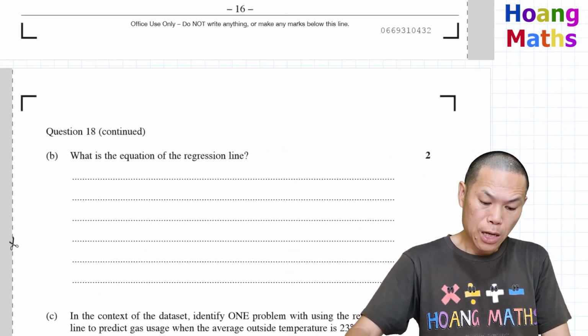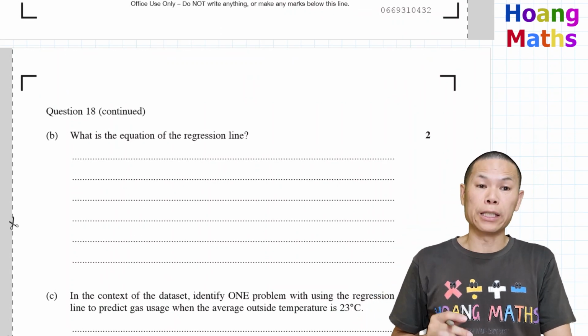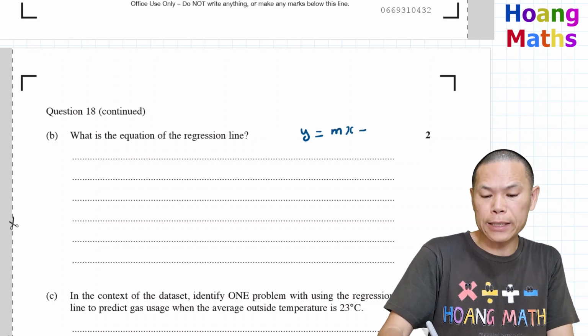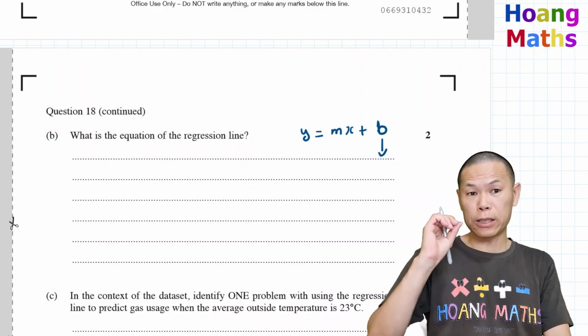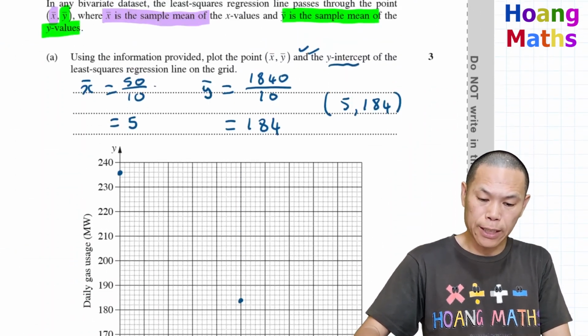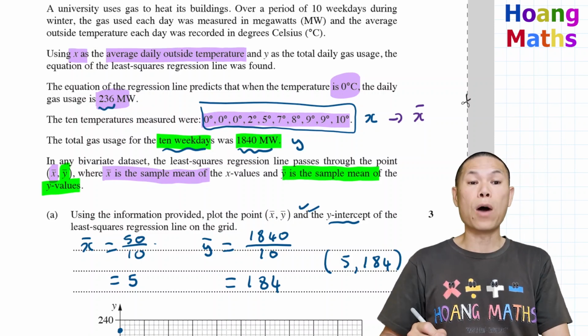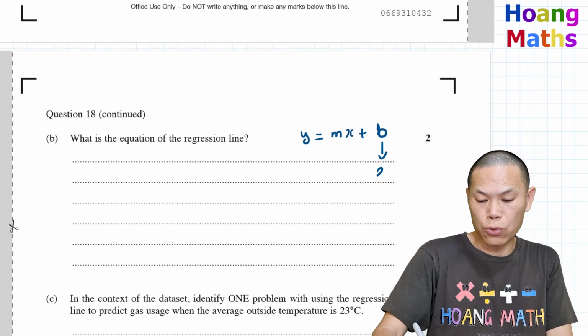Now part B, we need to find the equation of the regression line. And we know that y is mx plus b, and b is the y-intercept, already given in here. So when x is 0, y is this. So that is the y-intercept. So 236 is the y-intercept.